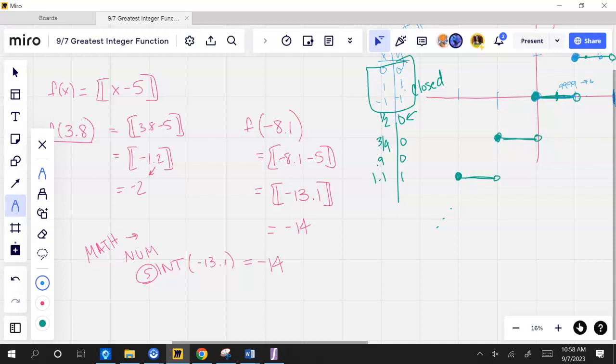Okay. This is how you do it on your calculator. There you go. Hit the button that says math. Scroll over.